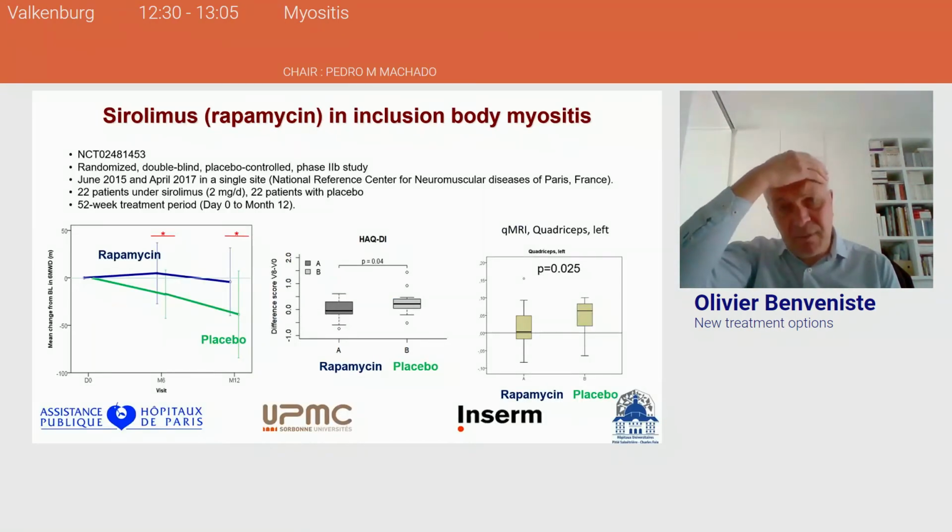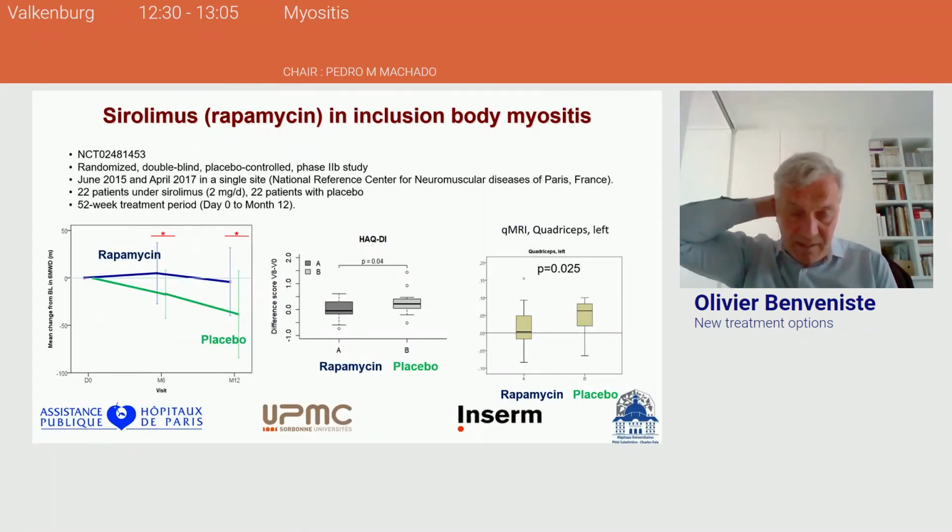But as I said, we performed, and the paper is now submitted, a randomized double-blind placebo-controlled phase 2b pilot trial, where the main outcome was not significantly different. I have to say that clearly. It was the measure of the strength in the quadriceps after 1 year of treatment. But on many secondary outcomes, we probably have a good signal.